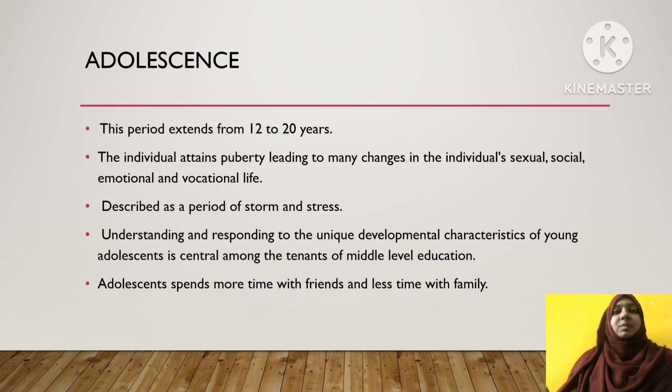Now, let us move on to the adolescence period. This period extends from 12 to 20 years. The individual attains puberty, leading to many changes in the individual's sexual, social, emotional, and vocational life. This period is described as a period of stress and storm, as the adolescents undergo many hormonal changes. They will be feeling very stressful.